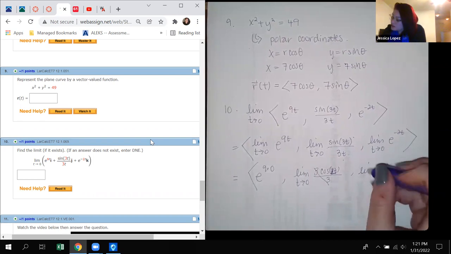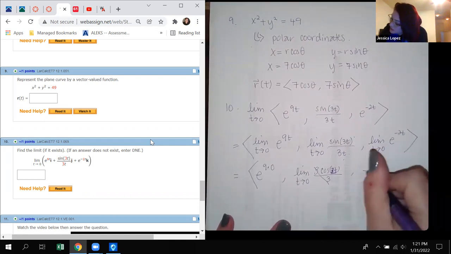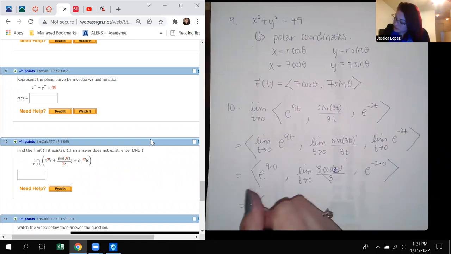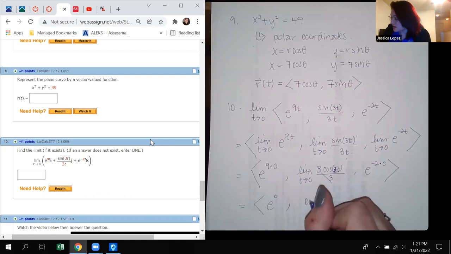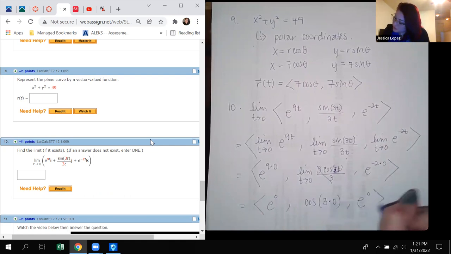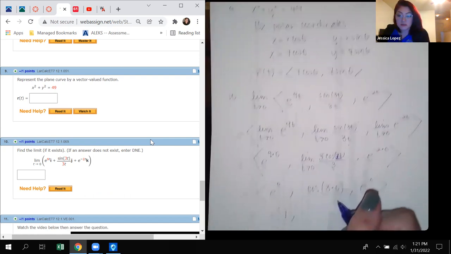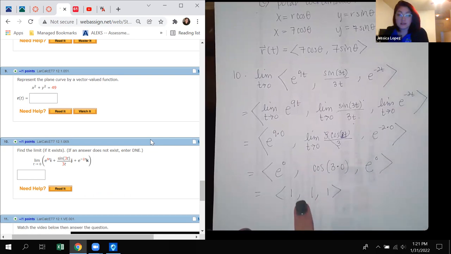This other one I can do by direct substitution. So I have e to the negative 2 times 0, which gives me e to the 0. If I do direct substitution now, I get cosine of 3 times 0. And e to the 0 is 1. Cosine of 0 is 1. And e to the 0 is 1. So the answer there is just 1, 1, 1.